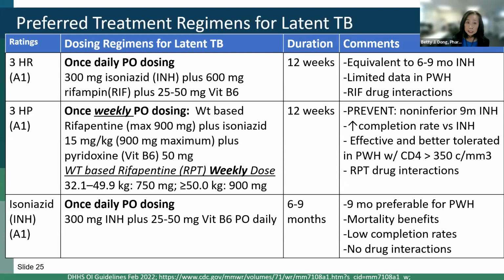3HP is once weekly dosing of rifampin plus isoniazid, and you see the doses there, plus vitamin B6. In the PREVENT TB trial, it was non-inferior to 9 months of INH, and there were higher completion rates and better outcomes, especially in people with HIV with high CD4 counts greater than 350. I think we do have to worry about rifampin drug interactions, and we don't have very much data in terms of clinical studies using other antiretroviral agents.